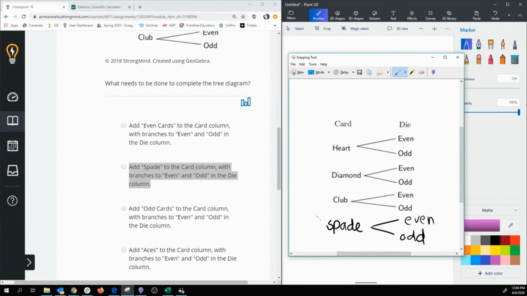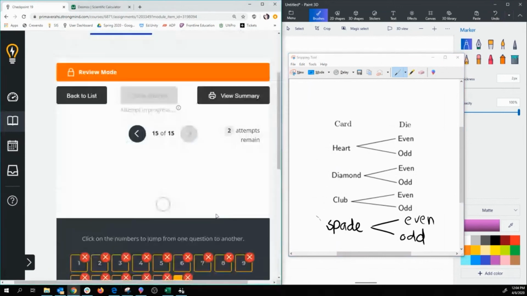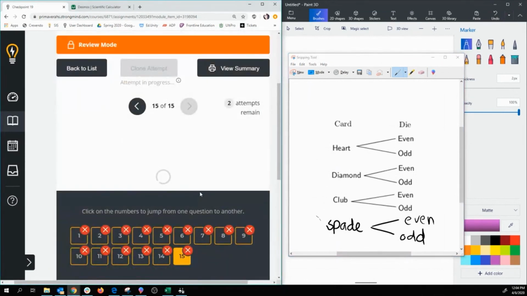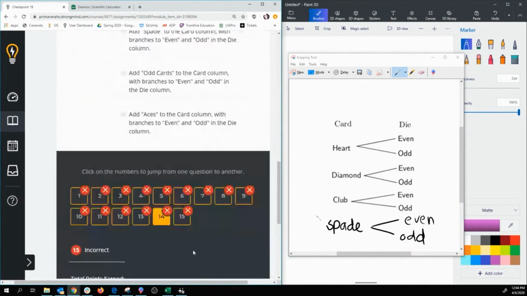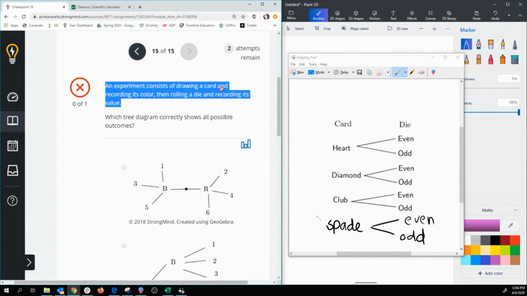Junior, do you have questions on this one, or were you able to find it? Good? Okay. Alrighty, and then very last problem. Let's see what we get. All right, we have another tree diagram one. So here we have an experiment that consists of drawing a card and recording the color. And then we're going to roll a dice and record its value.